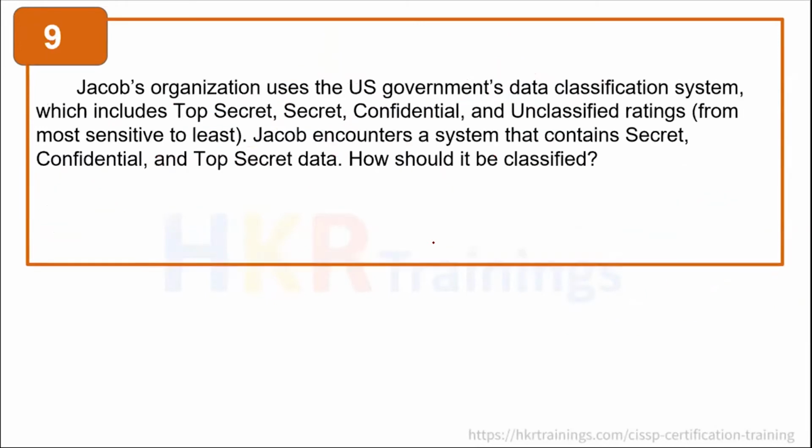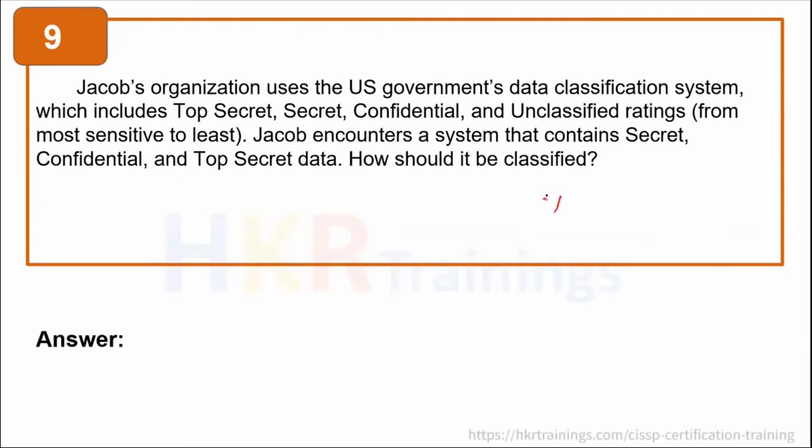Moving on to the ninth question. Jacob's organization uses the US government's data classification system, which includes top secret, secret, confidential, and unclassified ratings from most sensitive to the least. Jacob encounters a system that contains secret, confidential, and top secret data. How should it be classified?